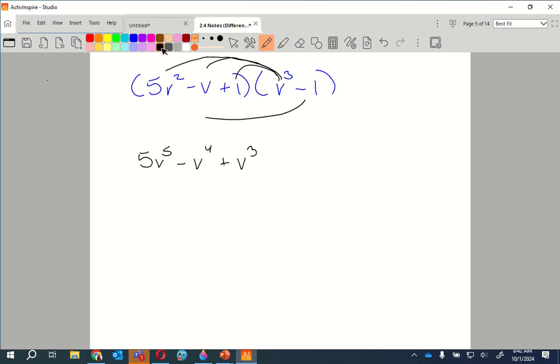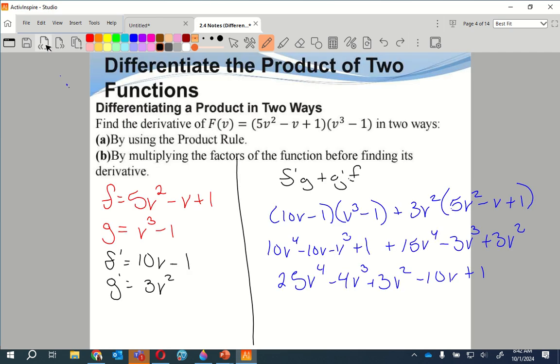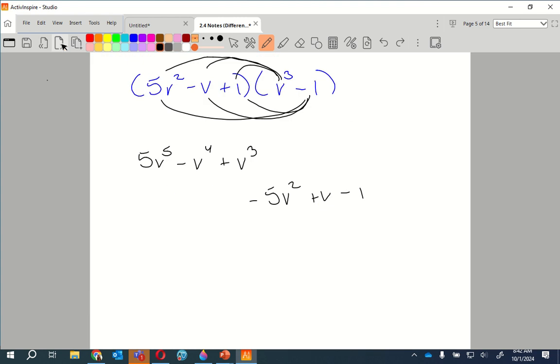Going the other direction, it's going to be negative 5v squared plus v minus 1. Is that supposed to be a minus 1 or plus 1? Minus. It is a minus. Minus v plus 1 and minus 1. Okay. Just making sure.